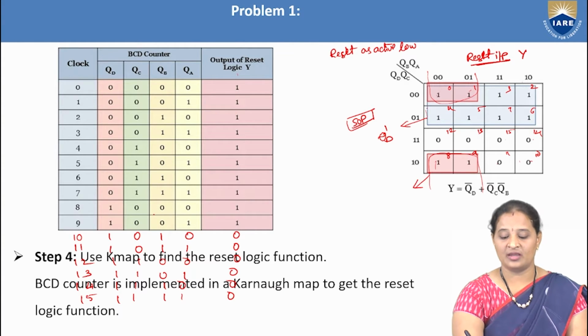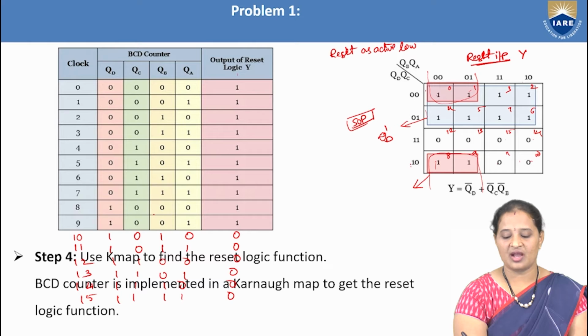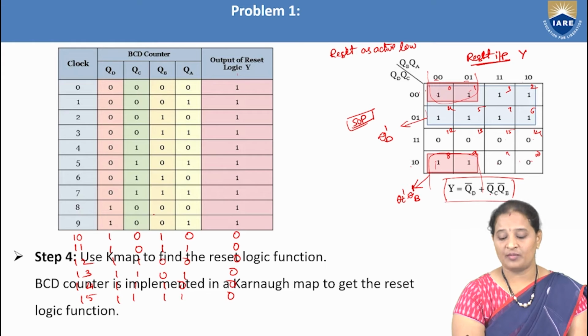Coming to this quad here, this is formed by the first row and last row. For the first row and last row, the QD value is varying, so eliminate QD, whereas QC value is common, which equals 0, so take it in the complement form. And if you observe the first column and second column, the QB value is common, which is 0, so take it in complement, whereas QA value is varying, so eliminate QA. So QC complement, QB complement. Finally, the expression for Y is given by QD complement plus QC complement into QB complement.